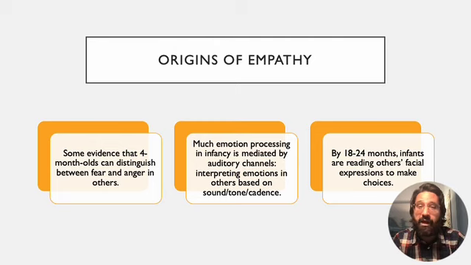And by 1.5 to 2, infants are starting to read others' facial expressions to make choices. So they're kind of reading the room a little bit more at this time. They're looking at other people's faces and using that information to decide what to do next. Okay?